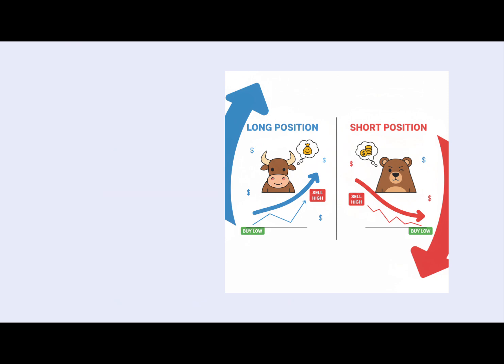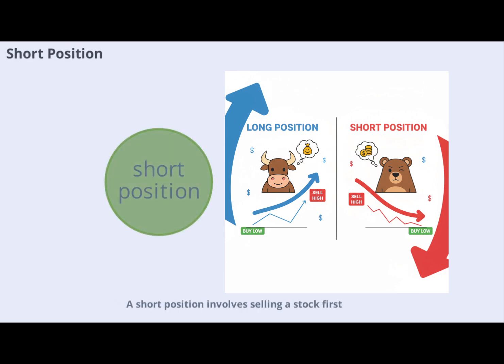Short position involves selling a stock first, with the intention of buying it back later at a lower price. This strategy is used when investors expect the stock's price to decline. Short selling can be risky, but it allows traders to profit from falling markets. It's important to understand the mechanics and risks before attempting short positions.